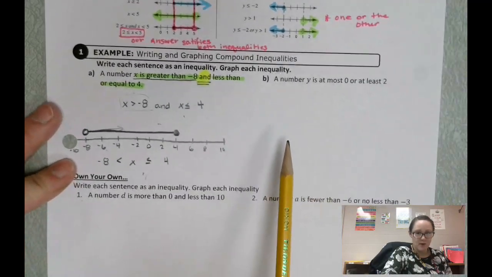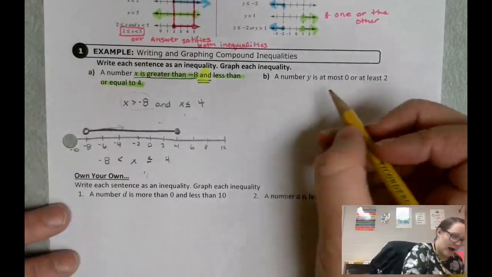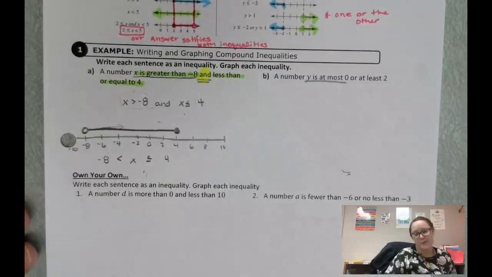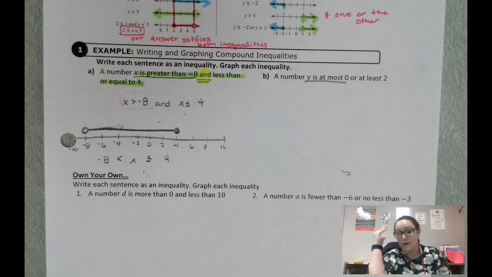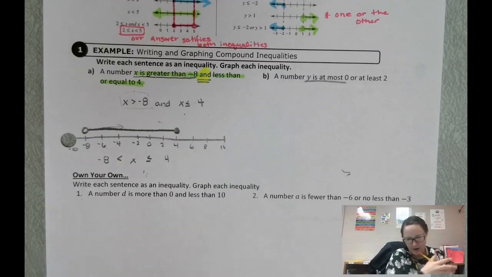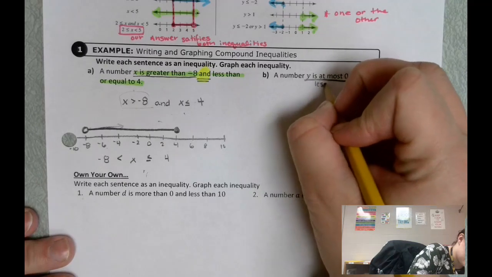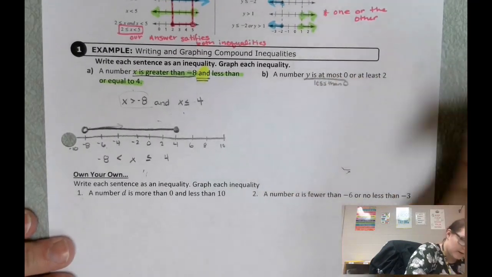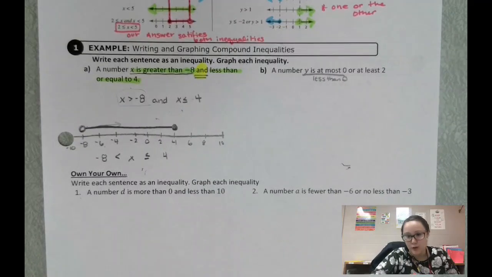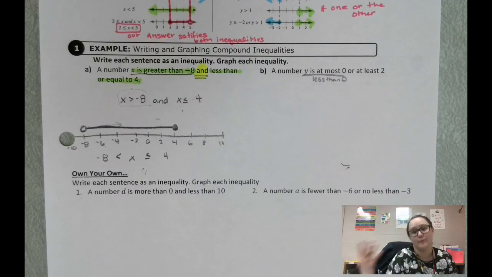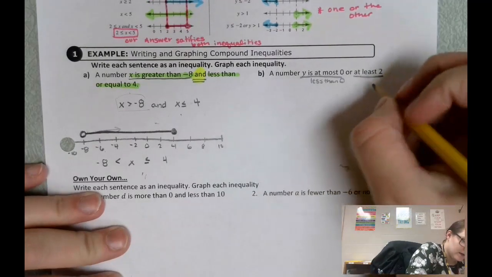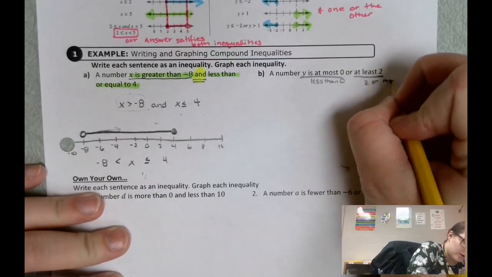Okay? So again, on this one, if we have a number y is at most 0. Remember, at most means like if I said you could have at most 3 dogs. Means you can have 3 dogs, 2 dogs, 1 dog, 0 dogs. Technically negative dogs. That's a bad example, but it's anything less than 0. And then it says, or at least 2. If I told you you could have at least 2 candy bars, that means you can have 2 or more. So this means 2 or more.